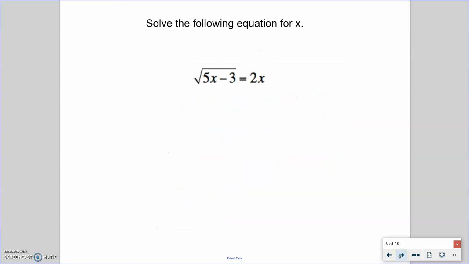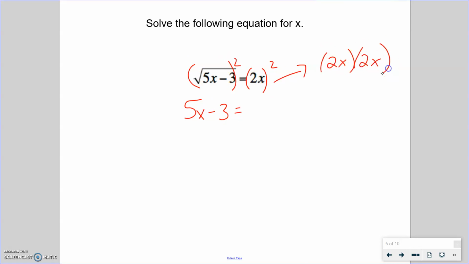Let's try another one. Pause, or unpause when you're ready to see the answer. All right, square both sides. So here's where you have to be careful on the right side, okay? When you go to square this, think about exponent properties. That means 2x times 2x. So make sure that you wrote 4x squared. My guess is you might have put 2x squared, or maybe you put 4x, right? So just be careful there.